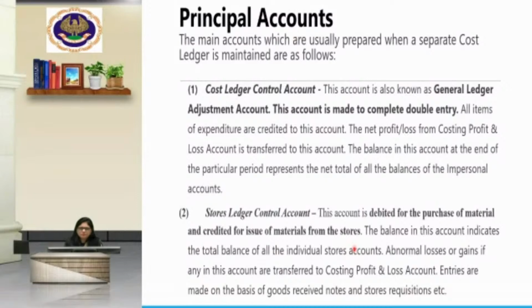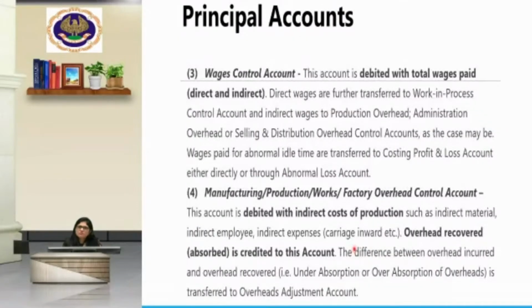All right. Wages control account. The wages control account is a single head account for every type of wage, direct or indirect. Clear? So whenever we are incurring the wages, we are paying the wages, we will debit it. Whenever we are absorbing the wages and transferring them to the respective control accounts, direct wages will go to WIP, that is the production account. Indirect will go to the overheads accounts: production control account, admin control account, selling and distribution. Manufacturing, production, works, factory overhead control account.